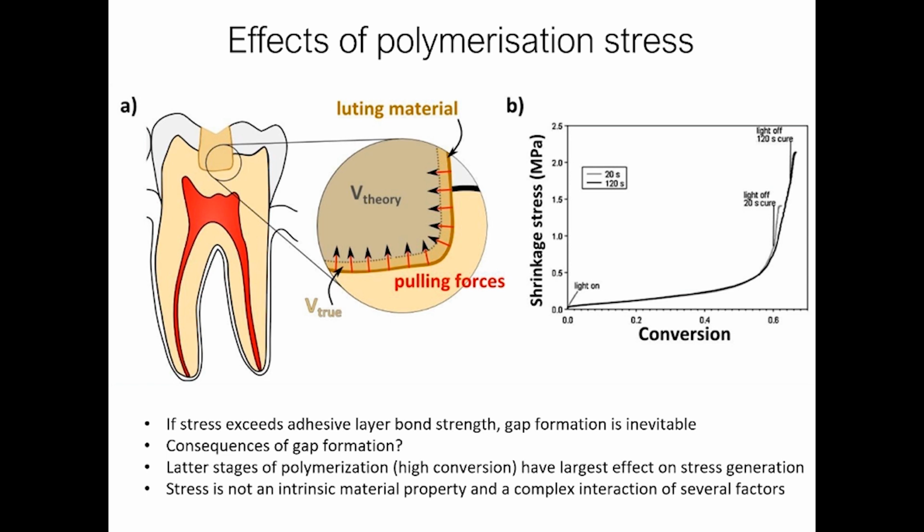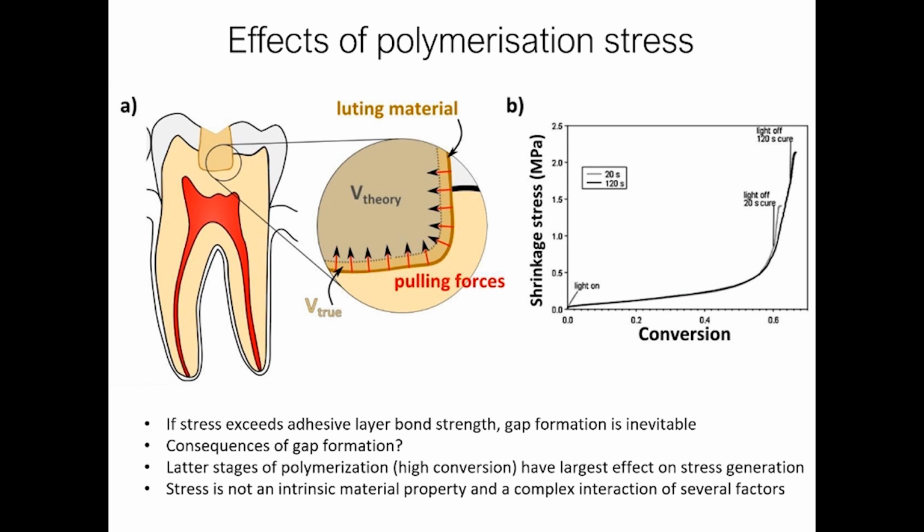Once the material loses its ability to have any flow that compensates the shrinkage that's happening, then that energy has to go somewhere. So it will be transferred to the adhesive at the cavity wall and will pull inwards. And as I said previously, if the amount of stress exceeds the bond strength, then inevitably you will end up with gaps, which increases the likelihood of bacterial invasion and secondary infection.